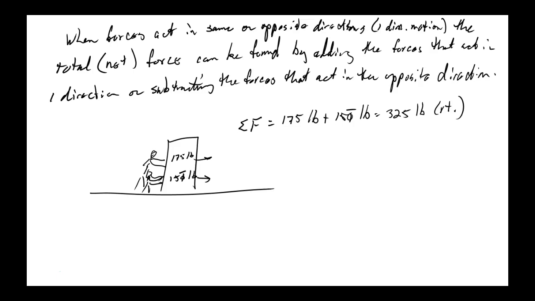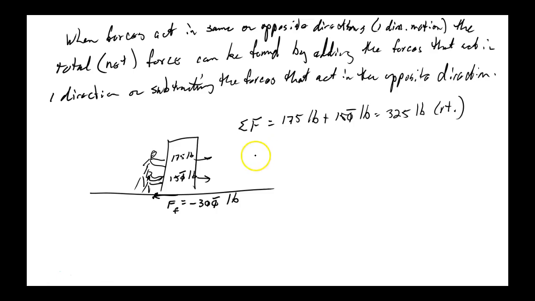Now, this time the same two workers are pushing with the same amount. However, this time the motion is opposed by a static frictional force of 300 pounds. Static frictional force is always opposite to the motion. So here's your F sub F, and if that's opposite in direction, that's a minus 300 pounds. That would be to the left. So the frictional force is in the opposite direction.